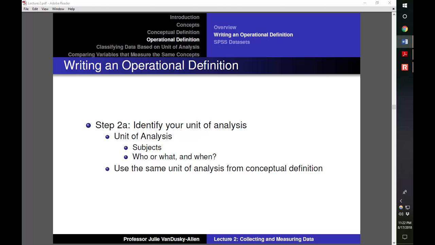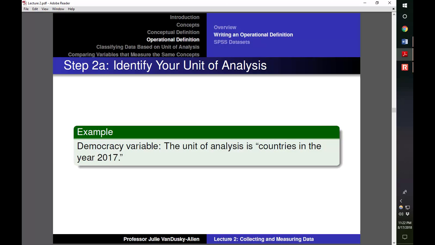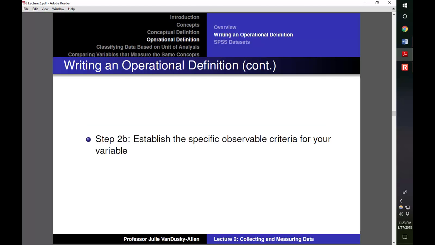The first step in writing an operational definition of a variable is identifying the variable's unit of analysis. Recall that the unit of analysis tells us who the variable applies to, who or what and when they existed. The unit of analysis should be the same unit of analysis from the conceptual definition. Using our democracy variable as an example, our unit of analysis from the conceptual definition was countries in the year 2017.